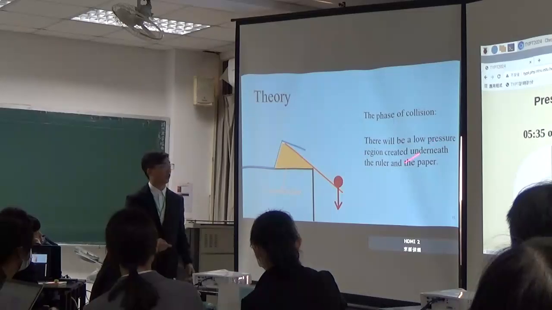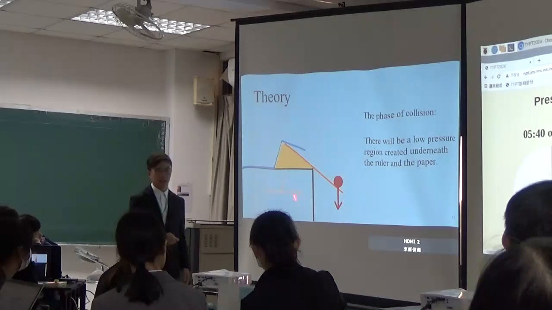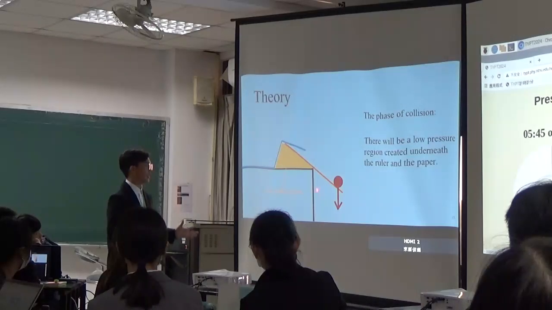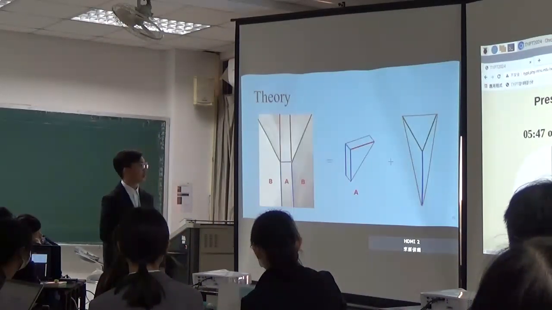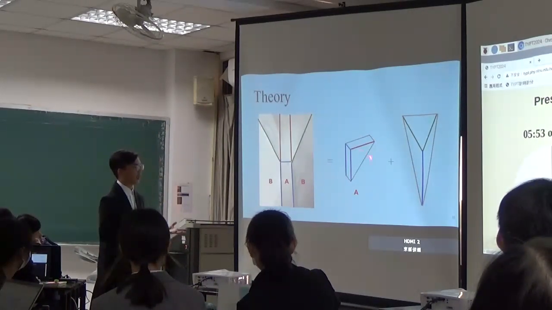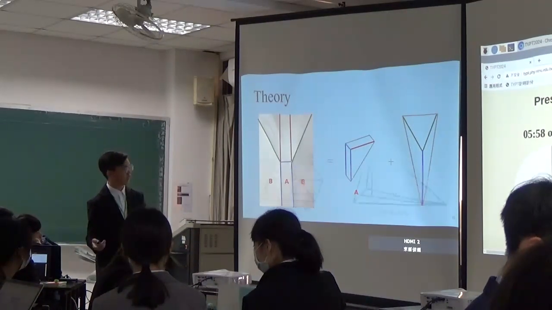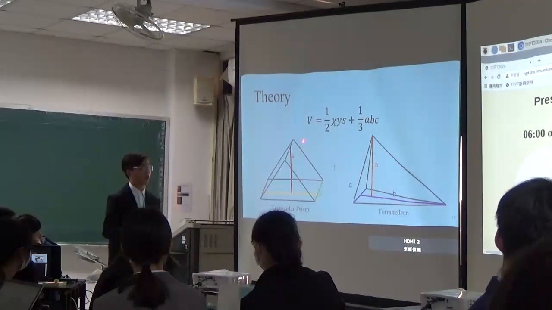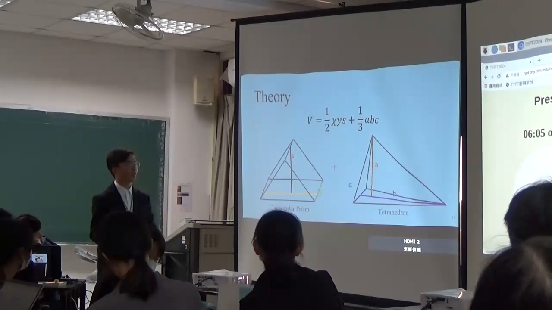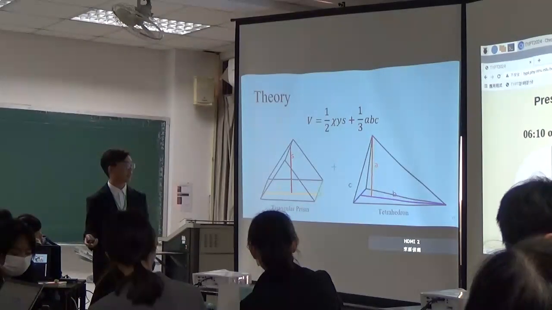At the phase of collision, as I mentioned, there will be a low pressure region created here, right? So in our experiment we have to calculate the exact value here. We divide the volume into a triangular prism and a tetrahedron, and so we can get our V2 value here, and we can get another P value afterwards, and go on.